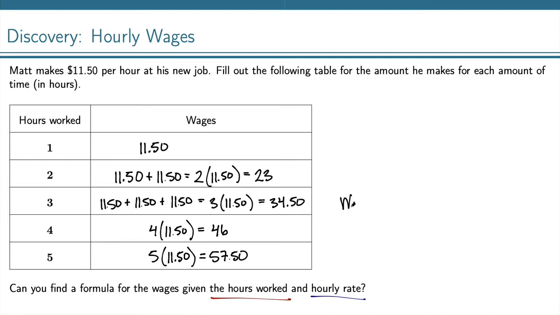We're going to have wages equals hours worked, and then times the hourly rate, $11.50 in that example, times the hourly rate.